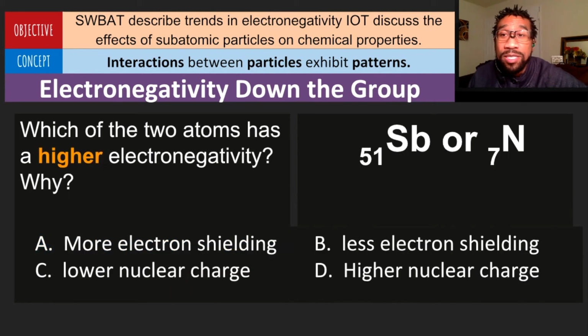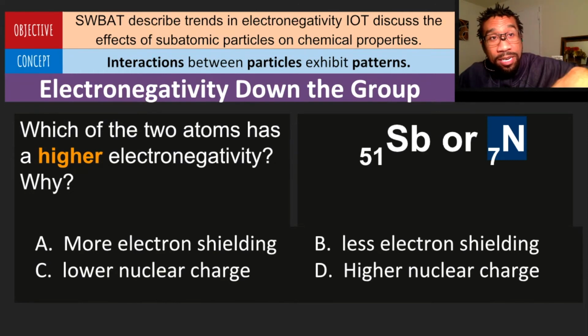Which of these two atoms has a higher electronegativity and why? Is it going to be antimony with an atomic number of 51 or nitrogen with an atomic number of 7? You decide. If you made the wise decision like myself, you highly anticipated that nitrogen would be the one having a higher electronegativity. So why would I choose nitrogen over antimony? Well, again, they are actually both in the same period.